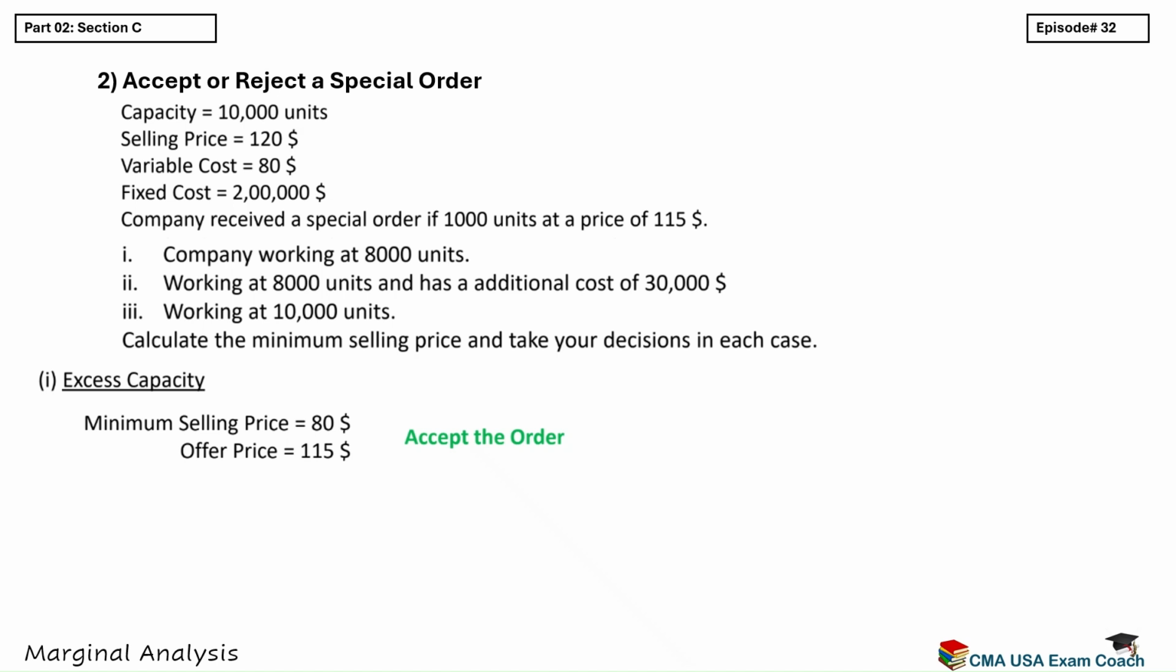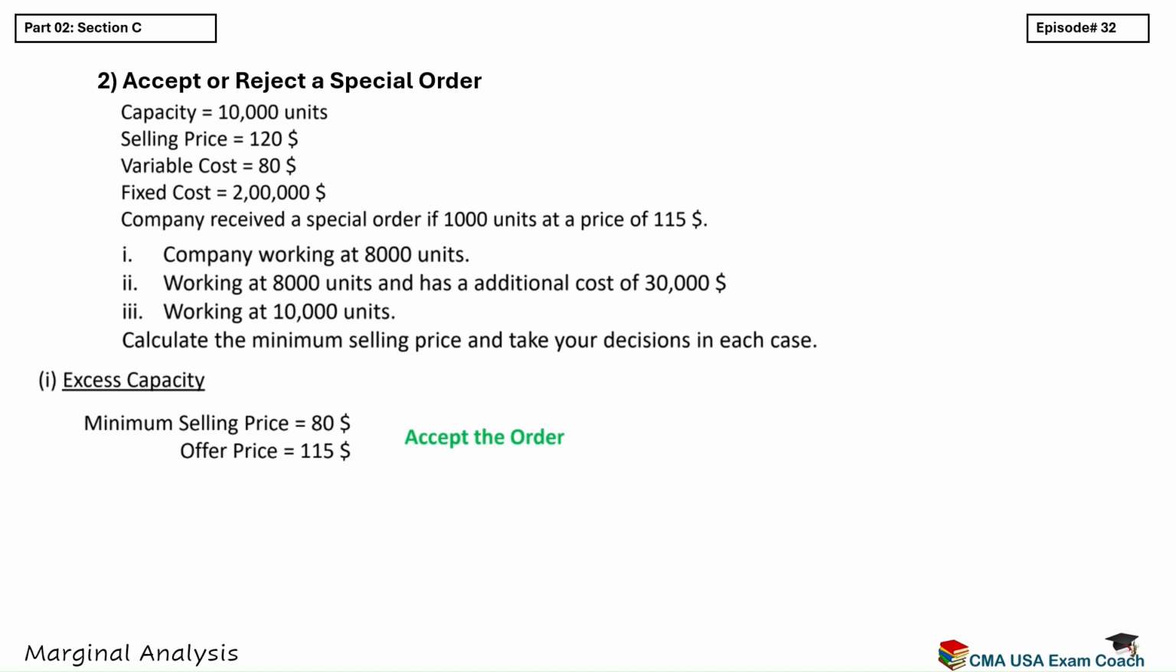In such a case, we calculate the minimum selling price as the variable cost plus any additional cost. But here, there's no additional cost mentioned. The variable cost is $80, so the minimum acceptable price is also $80. Since the special order is offering $115 per unit, which is well above the minimum price, the company should accept the order. It will generate an extra profit of $35 per unit, without affecting normal operations.